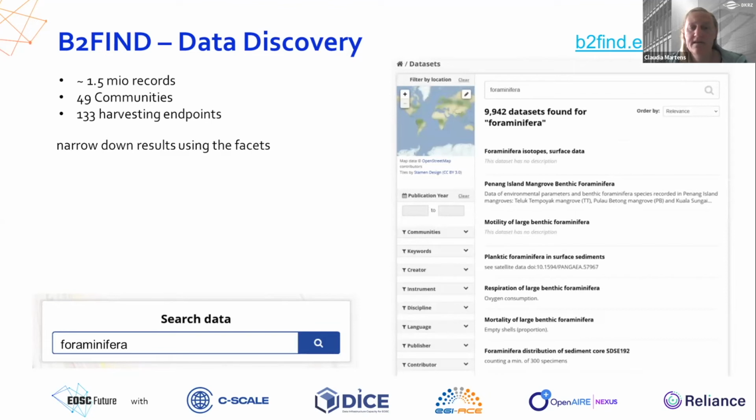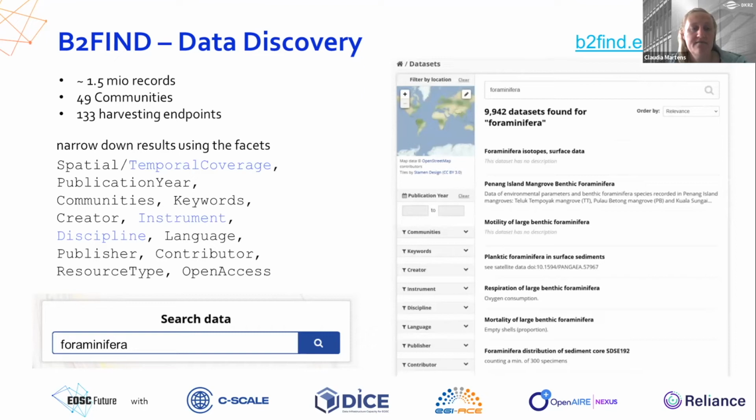And then you can start narrowing down the results using all the facets. We currently have 13 facets displayed on the productive B2Find. What you see here is that spatial and temporal coverage, publication year, communities, keywords, creator, instrument, discipline, language, publisher, contributor, resource type, and open access are facets. What differentiates us a bit from others are, I believe, the temporal coverage and the instrument and the discipline. B2Find was developed nearly 8 years ago now, so it is something that grows, and the demand for having something where you can search for temporal coverage or instrument is just rising. And here you can click and then start to narrow down even more.